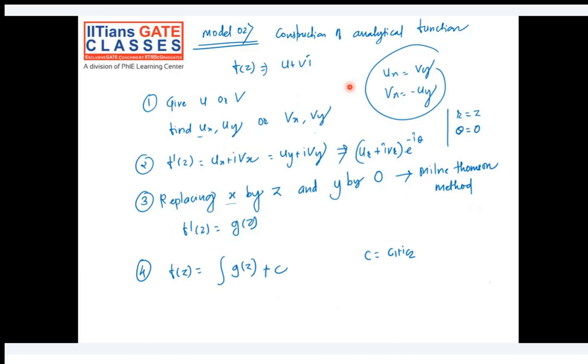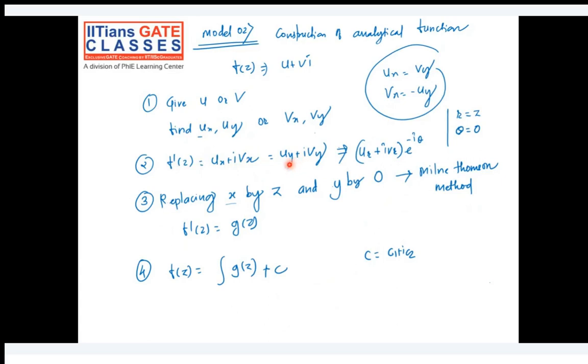But the easier way will be this. They'll either give u or v, and we have to calculate f of z directly. In order to find the analytical function f of z from either the real part or the imaginary part, we use this method. Suppose u is given, you will find ux and uy, or if v is given, you will find vx or vy. You know f of z is equal to u plus vi. What will be the f dash of z? Differentiation of f of z with respect to x is ux plus ivx, or in terms of y, it will be uy plus ivy.